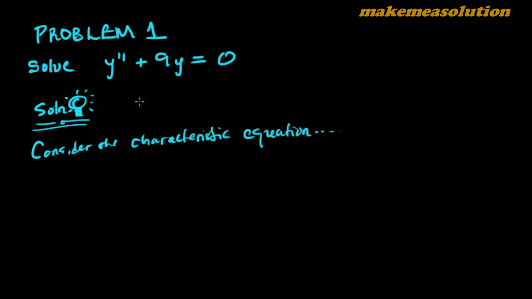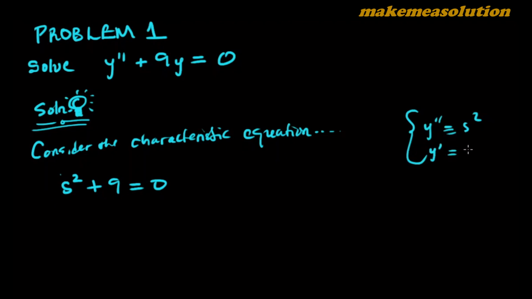So you're considering the characteristic equation, and the characteristic equation is going to be, let's say we use the variable s, we have s squared plus 9 equal to 0. Remember, you replace every y prime prime with s squared. You replace every y prime with s, and you replace every y with 1. So this is a short way of getting your characteristic equation.